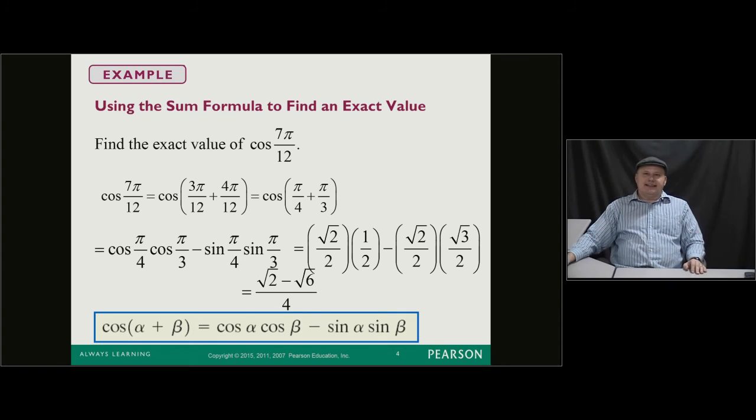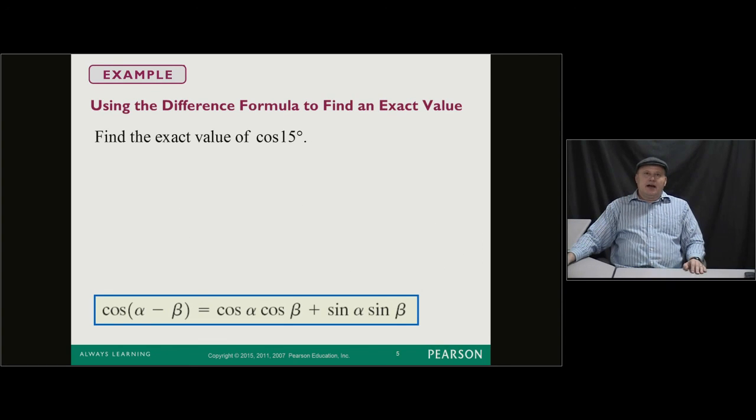Okay, let's look at the next example. Using the difference formula for the exact value of a cosine of 15 degrees. So it's the same idea, except 15 degrees is the difference of two special angles. Can you think of two special angles that you can combine that will give you 15 degrees? There could be more than one answer to that. I'm thinking of 45 degrees minus 30 degrees is what I'm thinking.